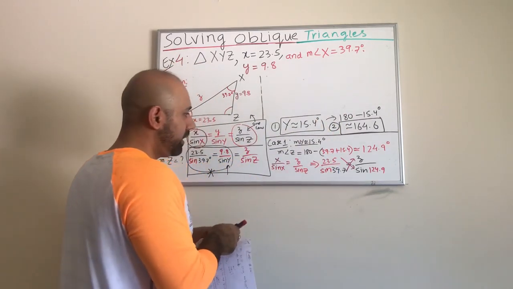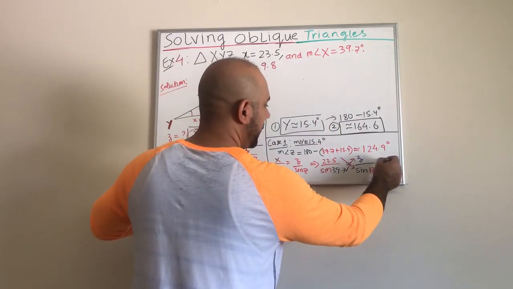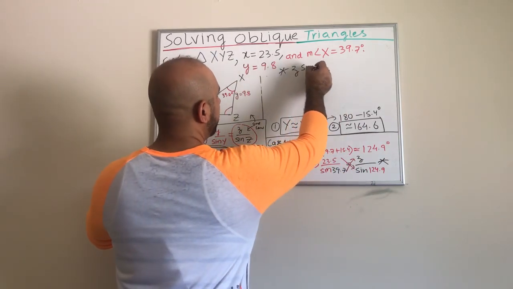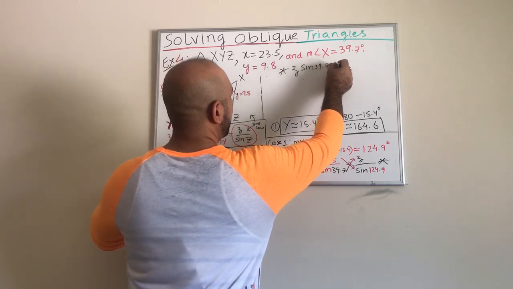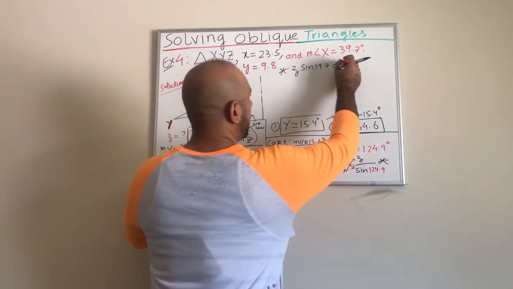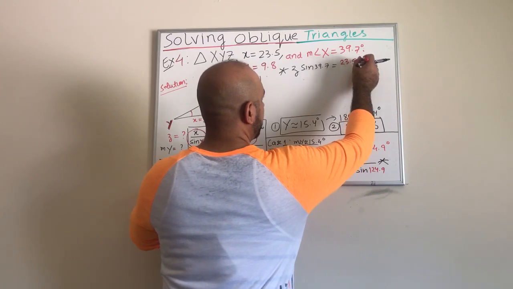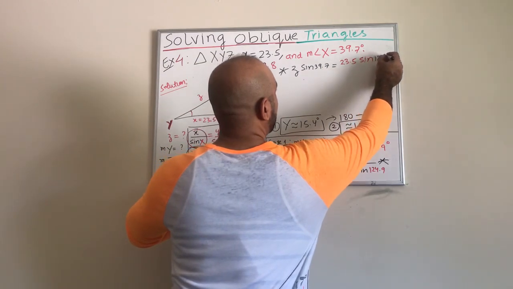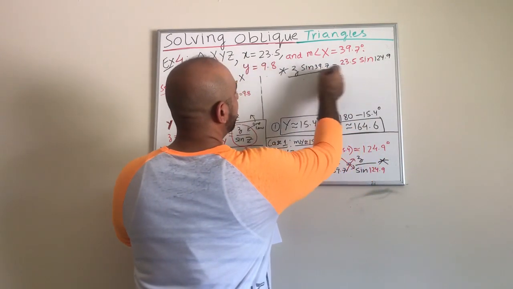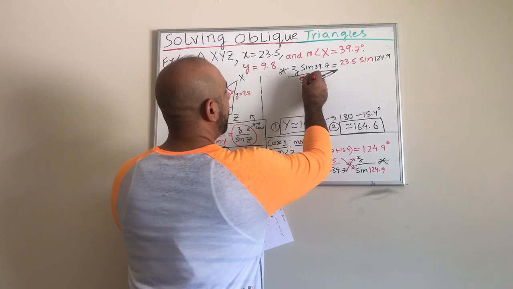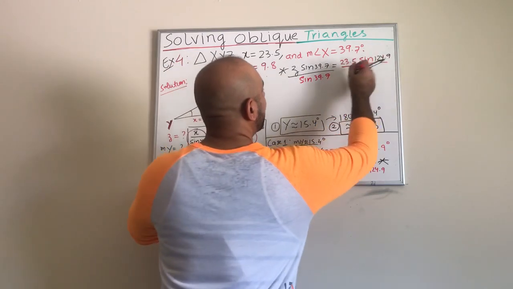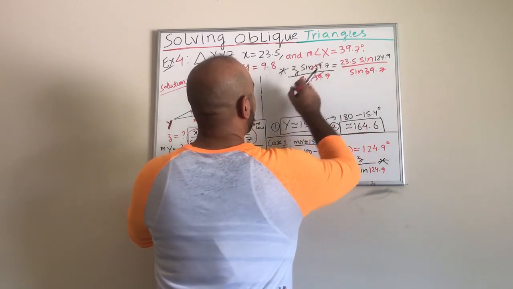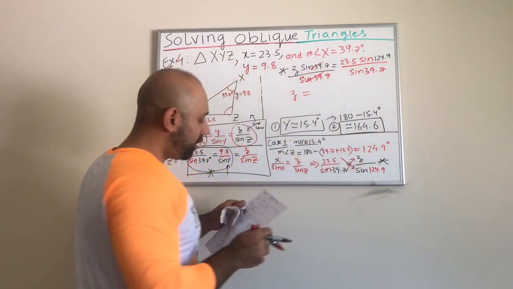Okay, guys, now from here, when we cross multiply, we get z times sine of 39.7 equals 23 times sine of 124.9. I'm just cross multiplying. So to get z by itself, we have to divide both sides by sine of 39.7, on the left hand side as well as on the right hand side. So this crosses out, we get z equals, and we have to use the calculator to simplify this.